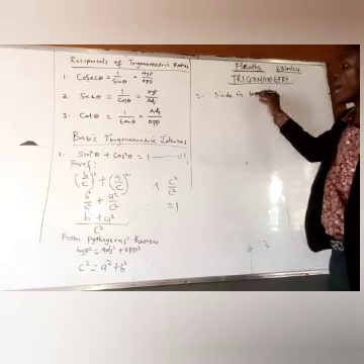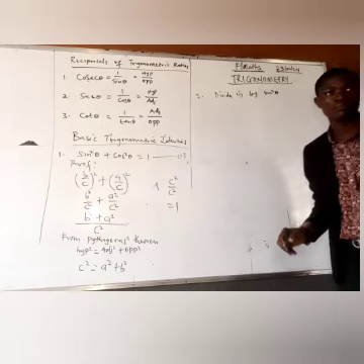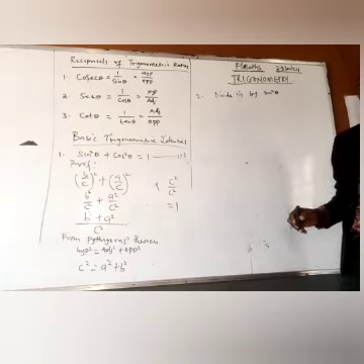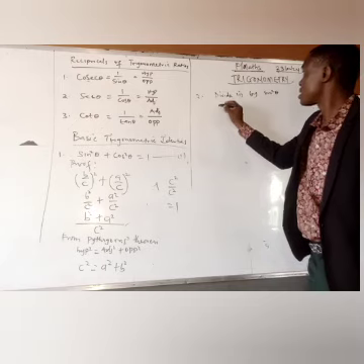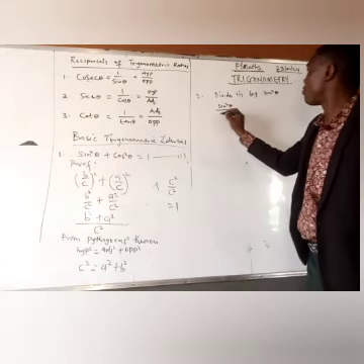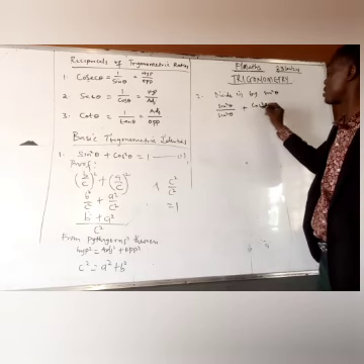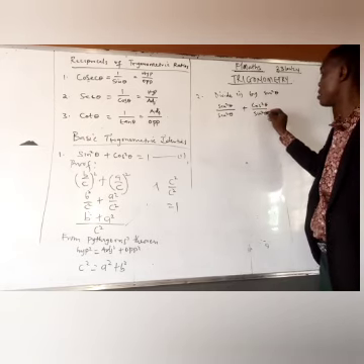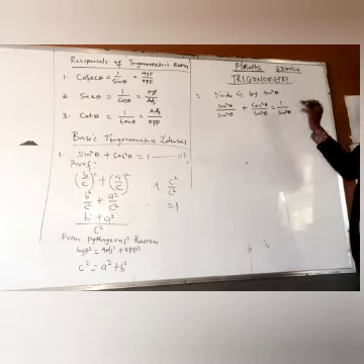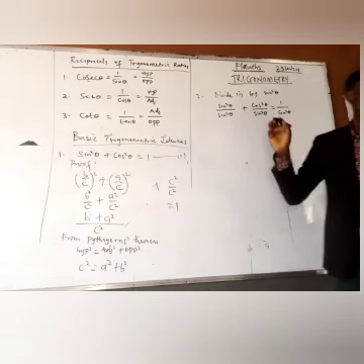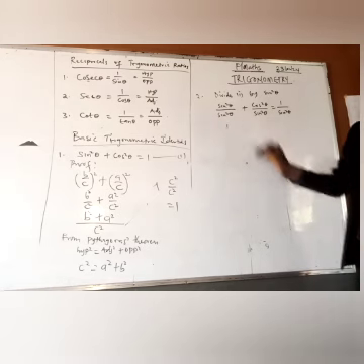To get the second one, let me divide by sine squared theta. If I divide by sine squared theta, I will have sine squared theta over sine squared theta plus cos squared theta over sine squared theta equal to 1 over sine squared theta. Are we good? Now, what is sine squared theta divided by sine squared theta? 1. Very good. That is 1.